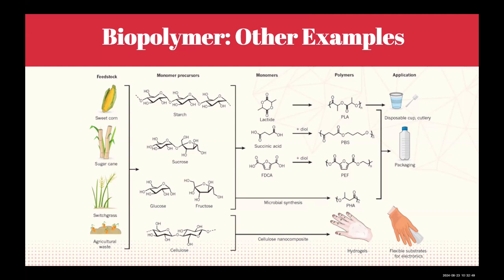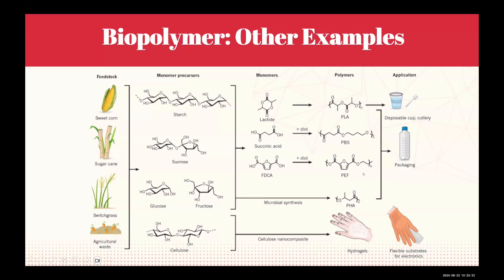The monomer precursors are further processed into the specific monomers that we want. So lactic acid is derived from glucose and can be polymerized into polylactic acid, which is PLA that we have been discussing, while succinic acid and FDCA can be used to produce other biopolymers like PBS, which is polybutylene succinate, and PEF, which is polyethylene furanoate. These monomers are then polymerized into the biopolymers. As we said, from lactic acid we can produce PLA, which can be used for disposable cups and cutlery, for example. Other polymers result in the final products as shown here on the right.